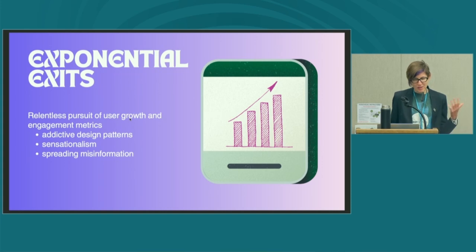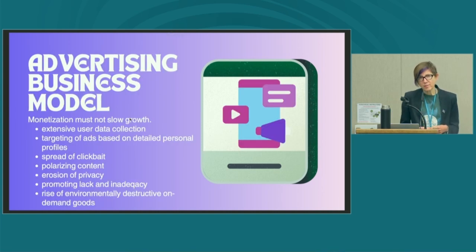And so that leads, when we try to get to an exit for a VC, they put their money in at one valuation, and they're hoping that it will come back 100 times more valuable. So then that leads people who are building the products to create the products in ways that actually are pretty antisocial. This is enhanced by an advertising business model.